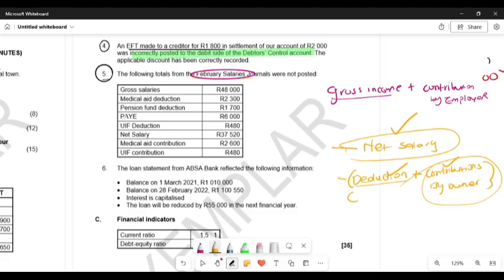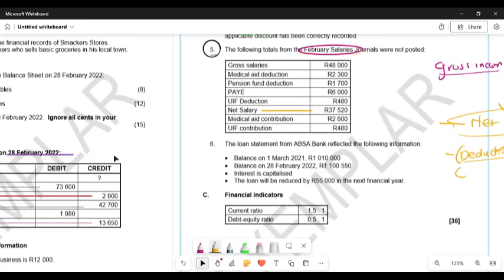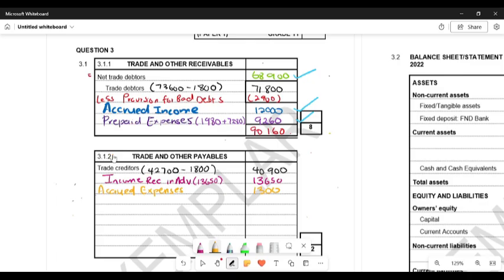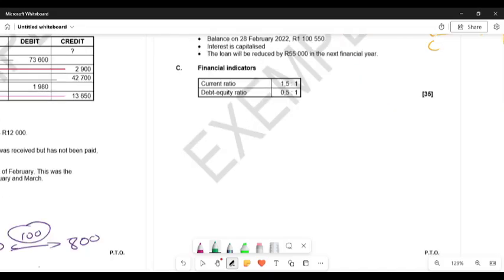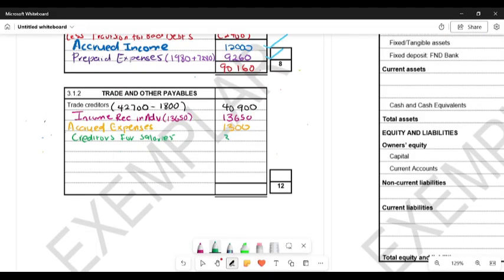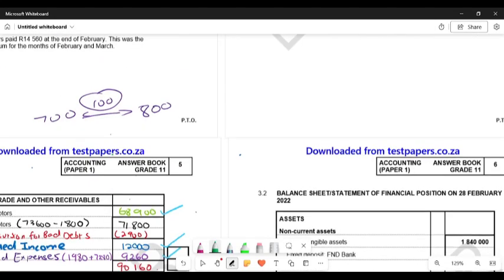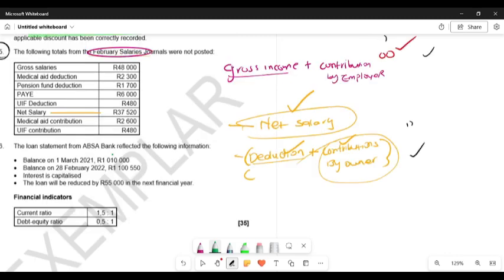Now, let us look at the information that we have here. This relates to February salaries, and I can see that my net salary is 37,520. So I'm going to include that, and write creditors for salaries, and the net salary was 37,520. Remember, this is how much the employee is going to get. That's the amount that is payable to him.